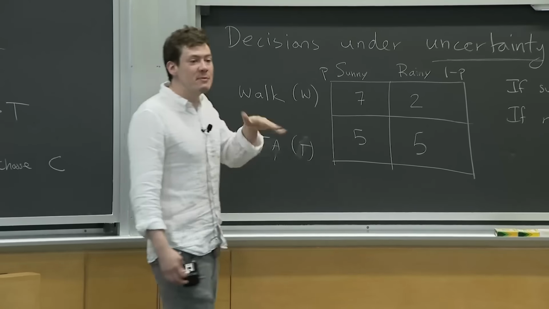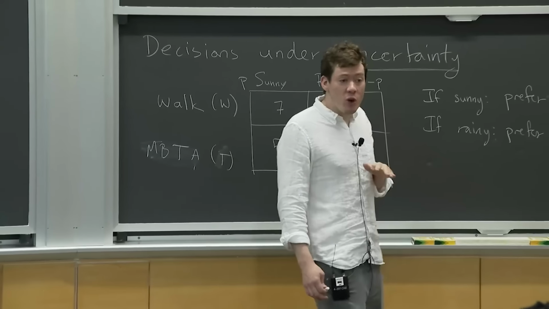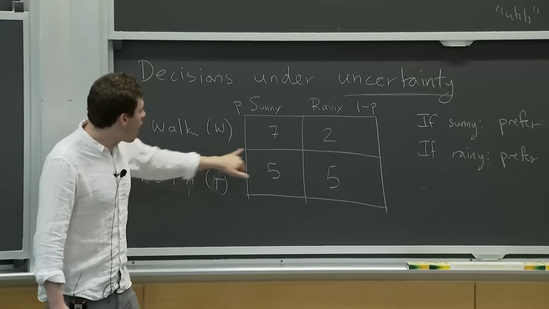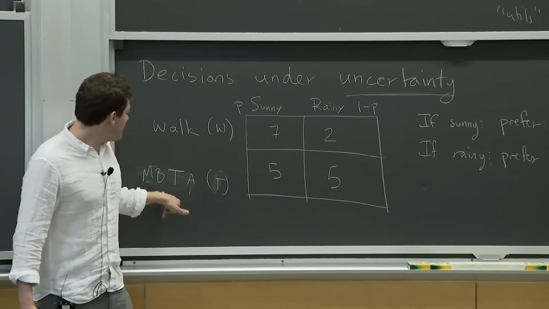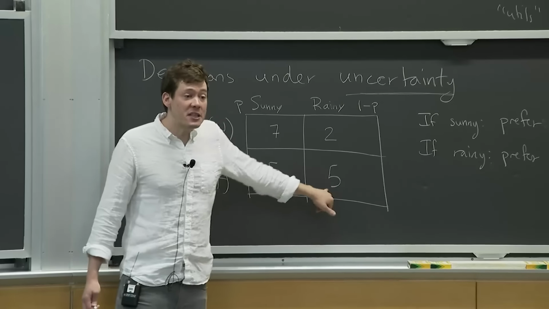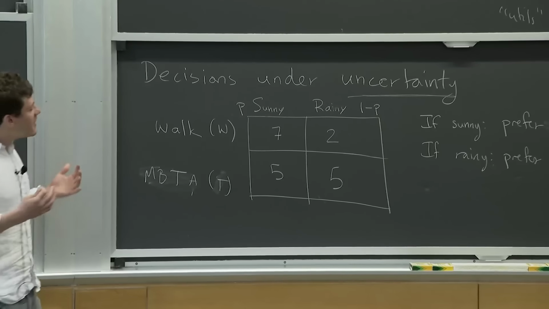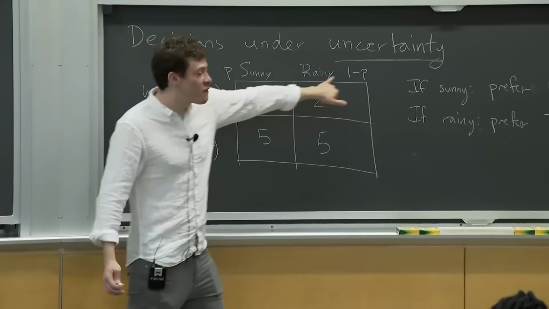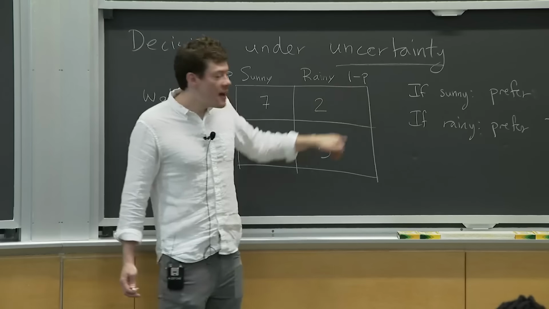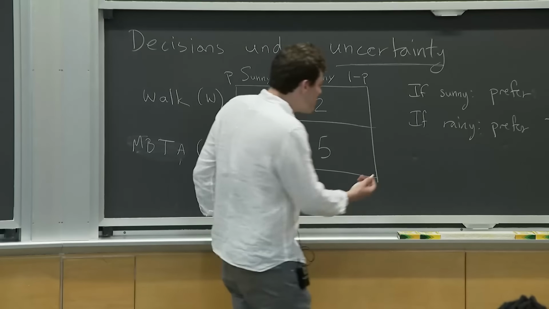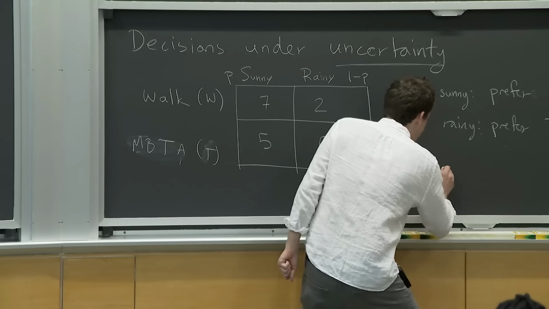You might say, I'm a pessimistic person. I'm really afraid of the worst case outcome. So when I walk, I could get 2. When I take the T, the worst I can get is 5. That's better, so I'm going to take the T. I think the view in game theory is that optimism and pessimism are better reflected in your beliefs. And we're generally going to assume in this course expected utility.